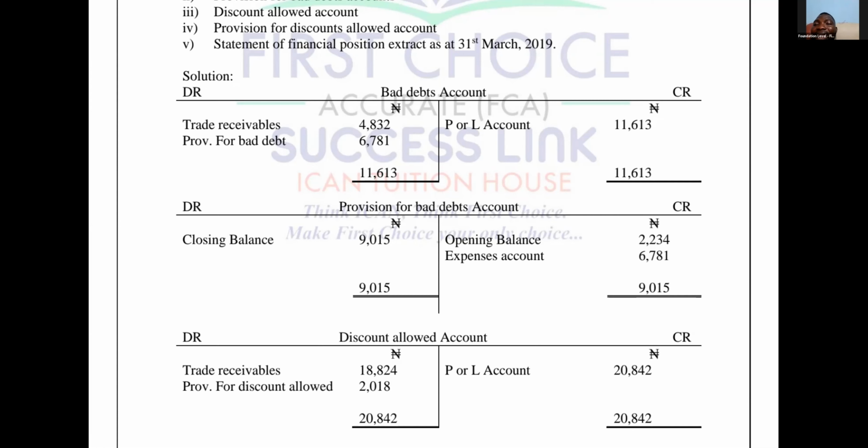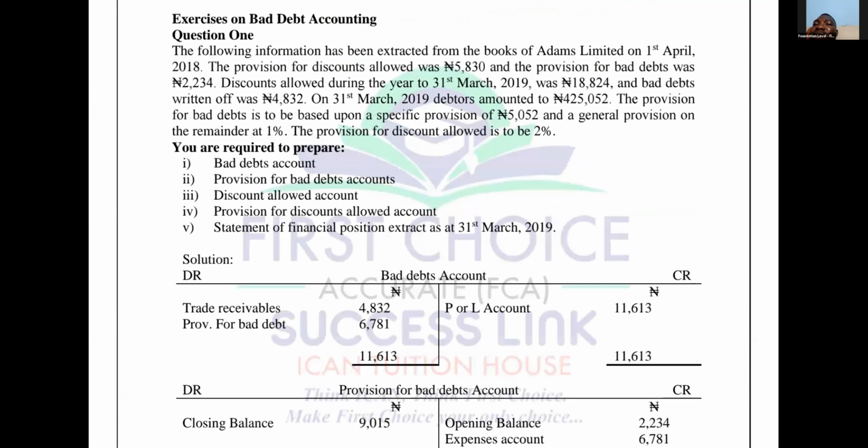So the discount allowed is the trade receivables minus the closing balance of the allowance for bad debt, then you calculate the percentage on it. That will give us what? That will give us the closing balance for provision for discount allowed. That will give a balance for discount allowed, okay? So after that, what do we have again?